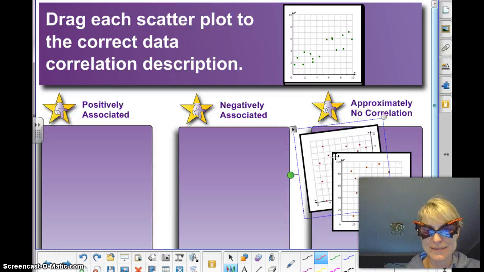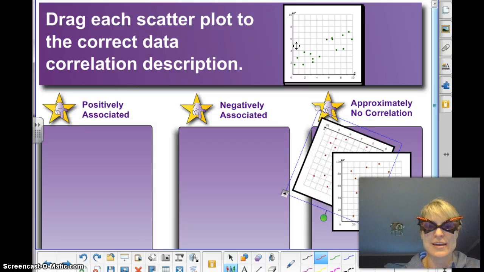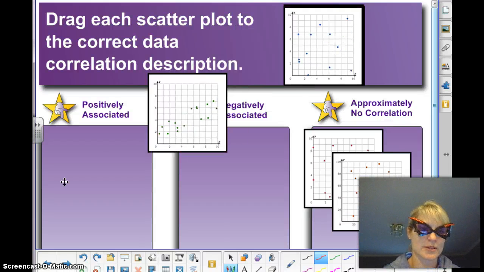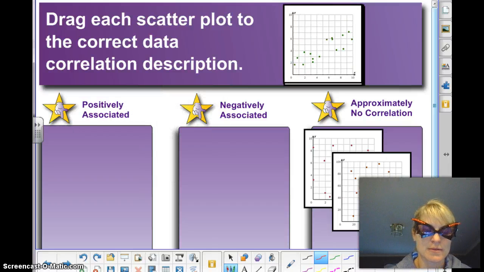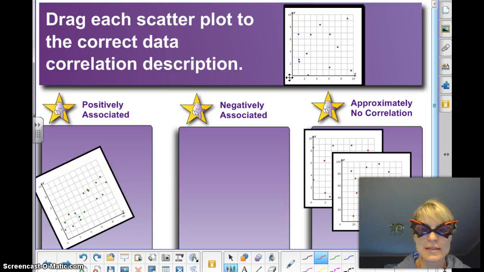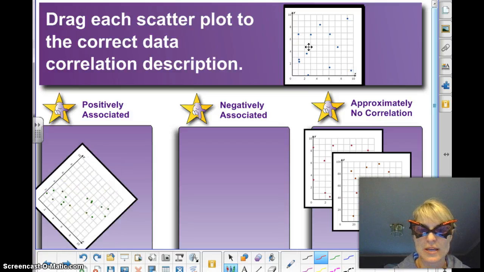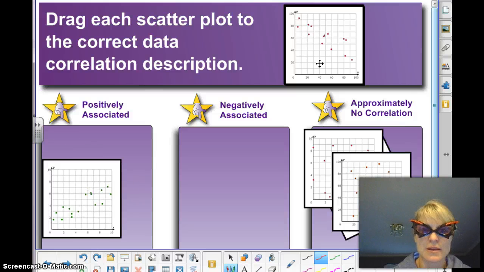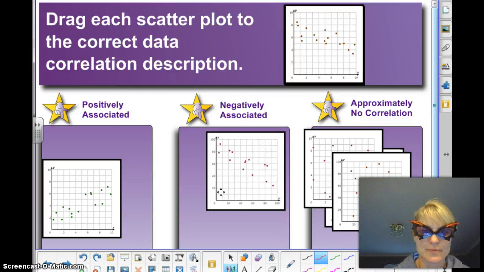So this one, if I were to draw a line through the points, it would be increasing. So this would be a positive correlation graph here. And then again here, the points are just everywhere. So we would call that a no correlation. Here, when I read it left to right, clearly the points are coming down. So that would be a negative.